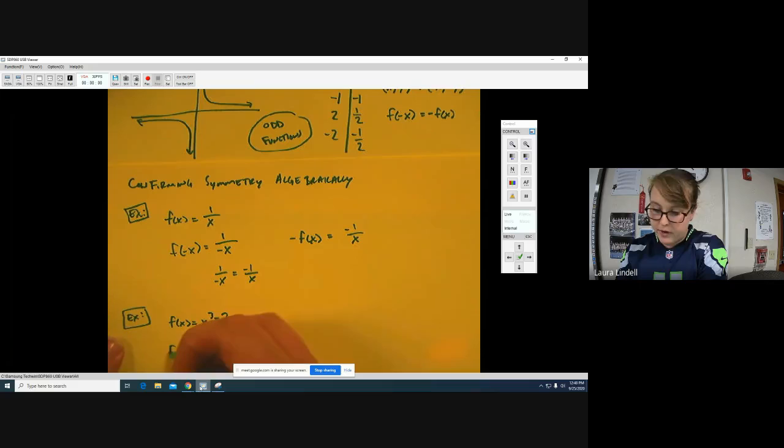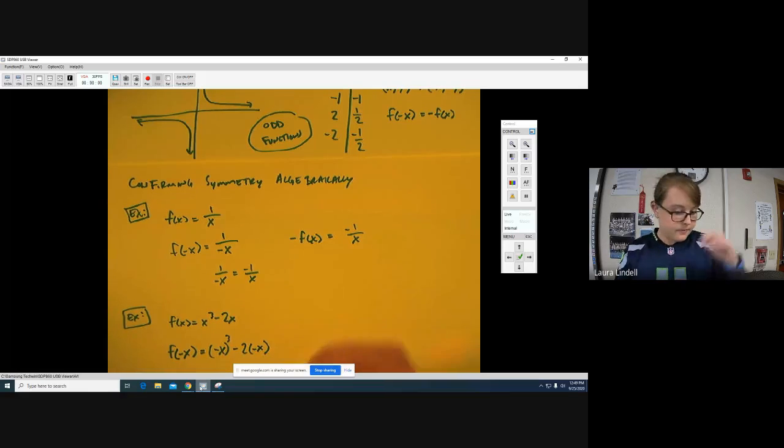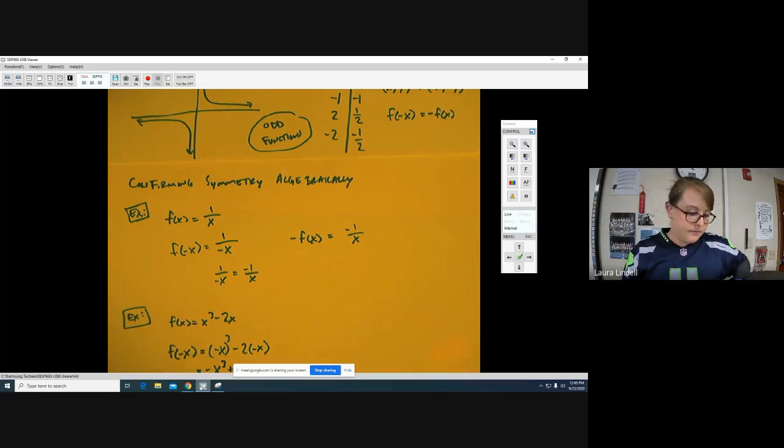So figuring out, okay, what is f of negative x? Well, that would be negative x to the third power minus 2 times negative x. Okay, so any negative number to the third power is still negative. So I can remove the parentheses here and say that this is going to be negative x to the third, and then negative 2 times negative x would be plus 2x.